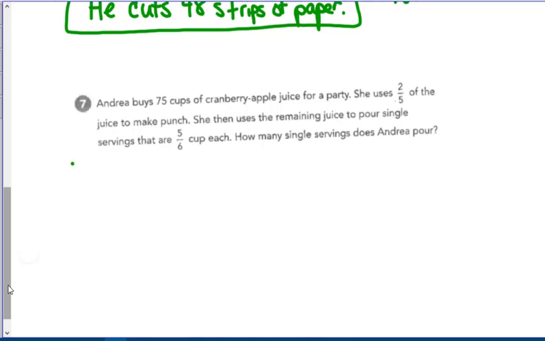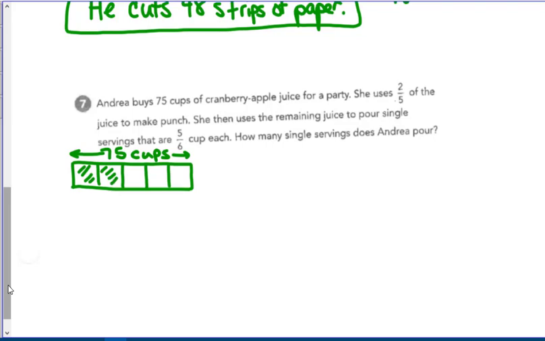Okay, again, I'm going to bar model this, and it's fifths. So I'm going to divide my bars best I can into 5 equal pieces. Oh, pretty close. There are 75 cups total, so the whole thing is the 75 cups, and I'm dividing it into fifths. She uses 2/5, so that's this part. That is the punch, from here to here, which means these are the single servings, which is left, the 3/5.